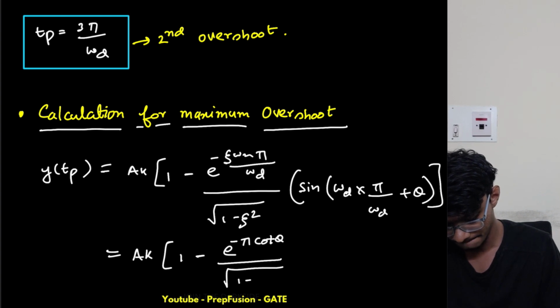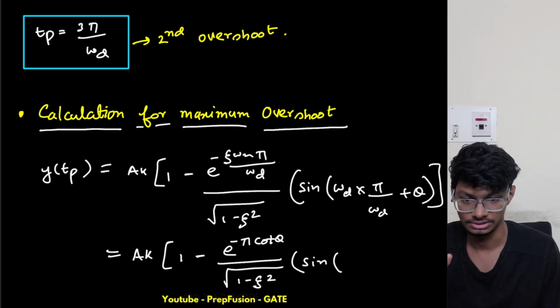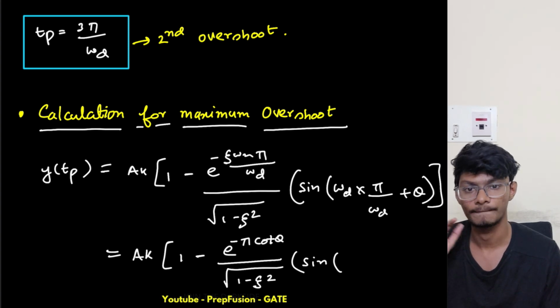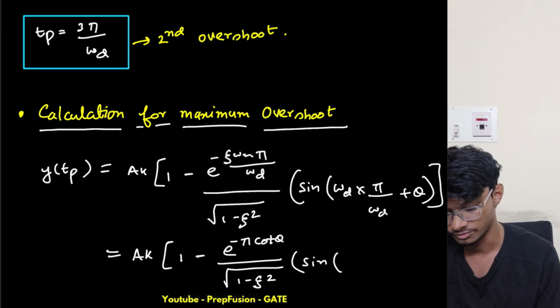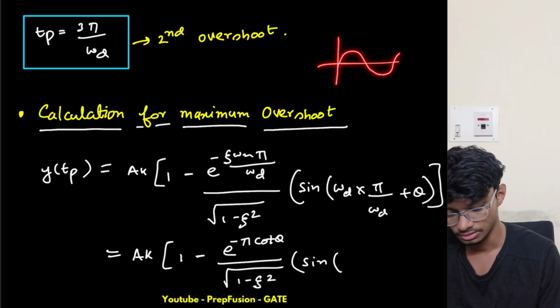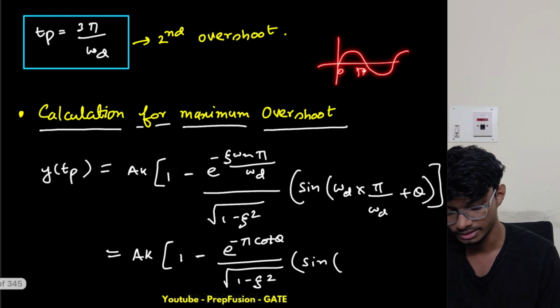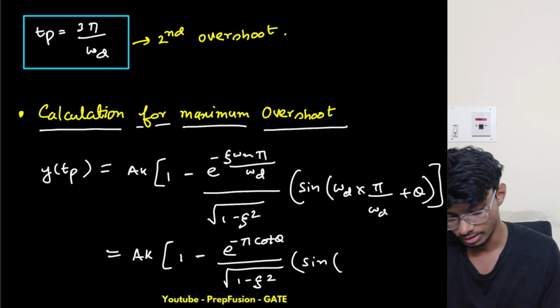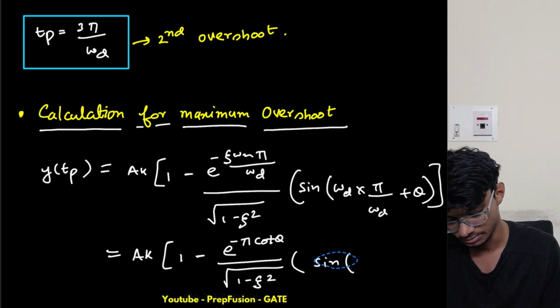And this is under root 1 minus zeta square, and this is sine of pi plus theta. Now what is pi plus theta? Sine of pi plus theta is basically minus sine theta, right? If you see the sine wave, if I shift by pi, it becomes the negative of this one. So this will be minus of sine theta. So what I will write here is minus of sine theta.